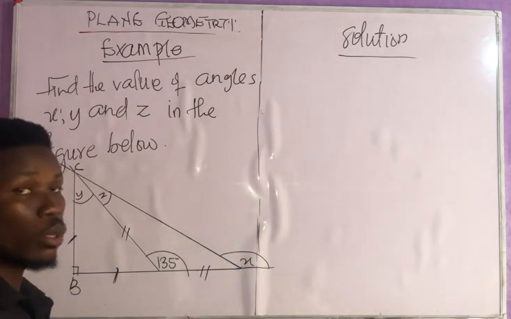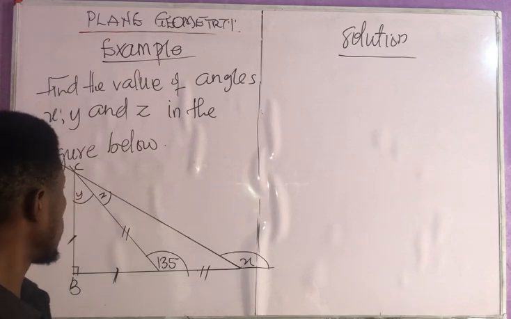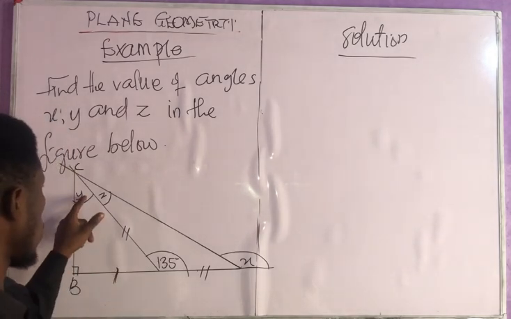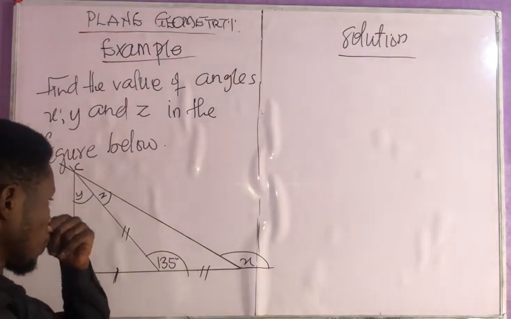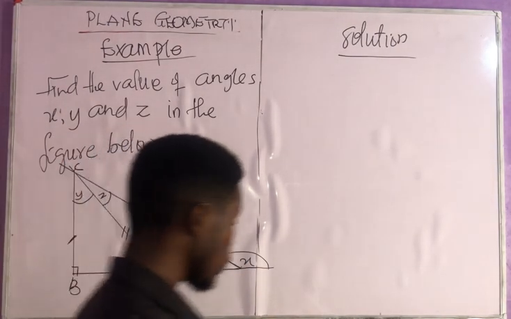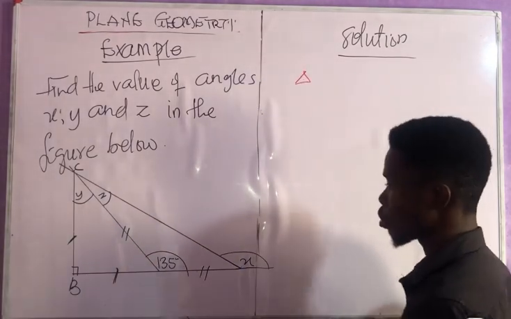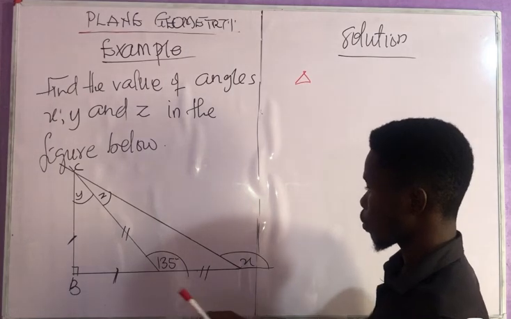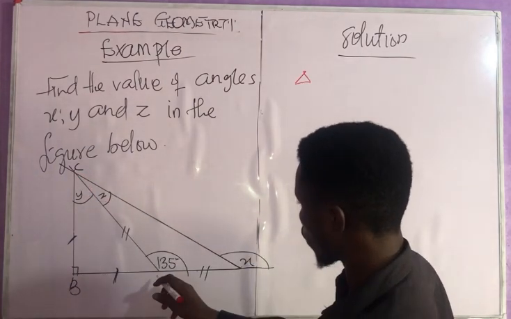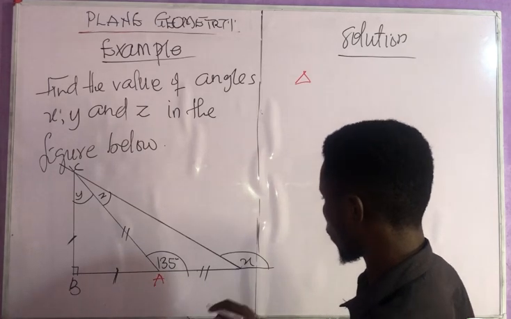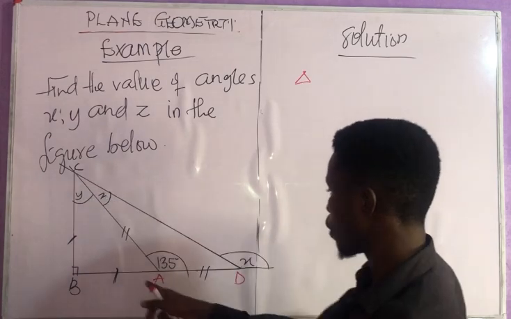This particular figure, if you want to solve it, you have to redraw it, okay? So you want to find the value of y, z, and x. How do I find those values? Now, considering the triangle, oh, I didn't label them. Here will be A, here will be D. So I want to consider triangle CAD.